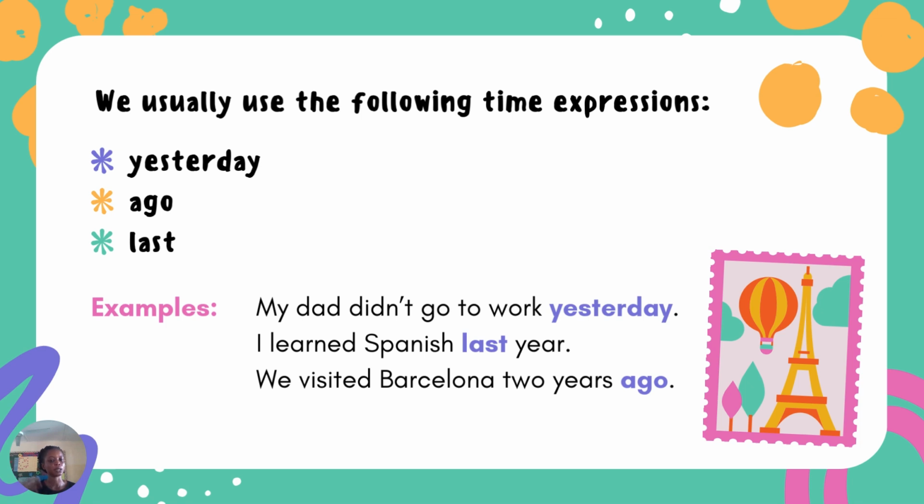That is also talking about the past. We visited Barcelona two years ago. Ago there is also talking about the past. So these are the various ways we make use of past simple tense in the English language. And I hope we've learned a lot about how to use past simple tense and how to derive the past forms of some of our regular verbs and irregular verbs.